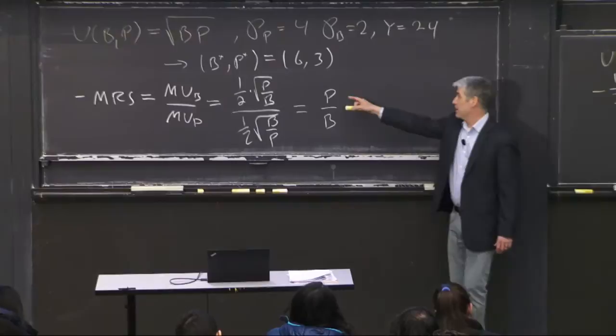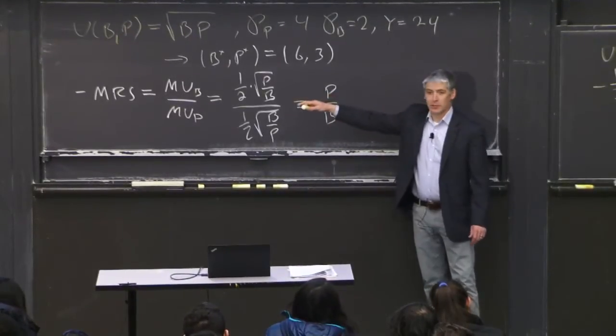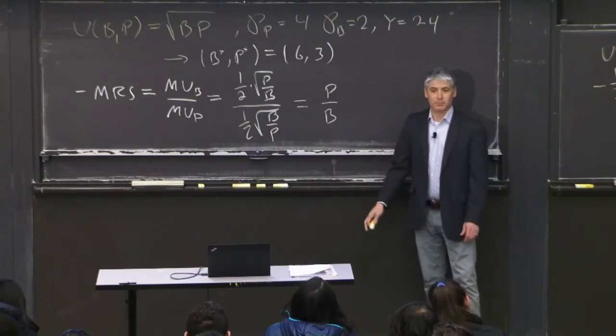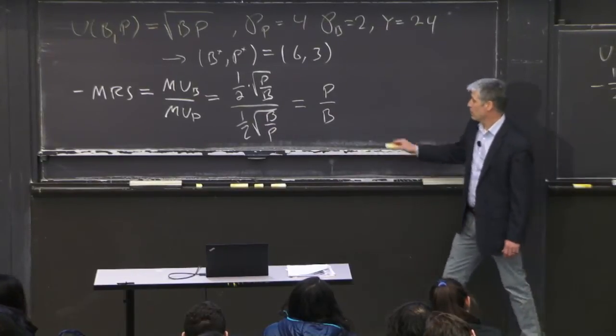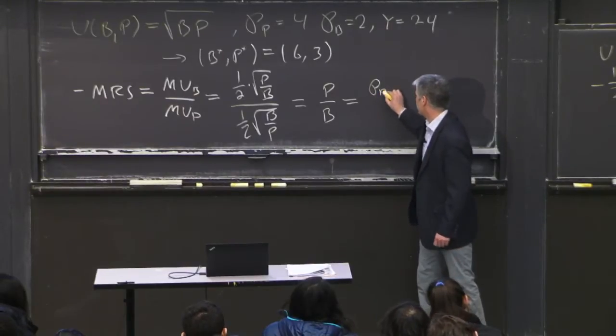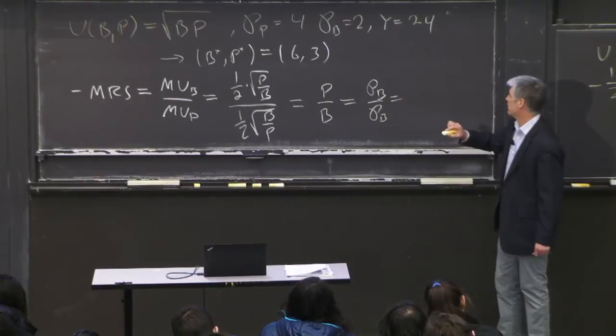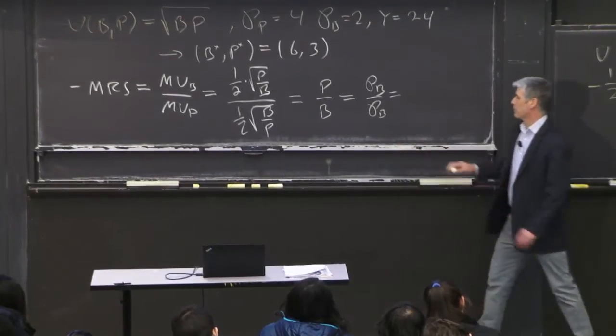Right, that tells me that as pizza goes up and root beer goes down, that's going to make the marginal rate of substitution go up. That's going to make the curve steeper. Okay? I'm going to set this equal to the price of root beer over the price of pizza, which here is going to be, well, I'll do this more generally.